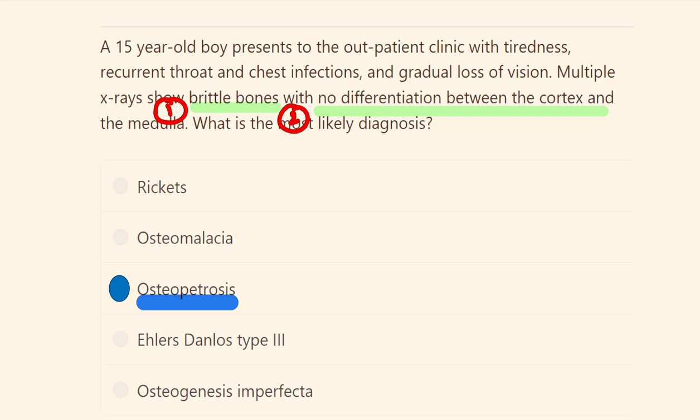And the clinical features: here we can see the recurrent throat and chest infection, and there is gradual loss of the vision and also tiredness. That means they reduce the normal defense system of the body.